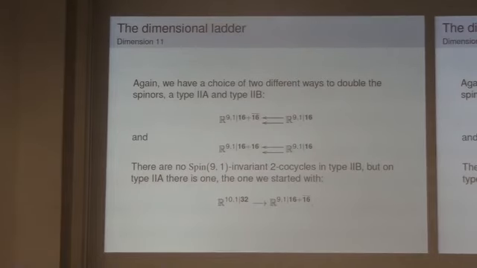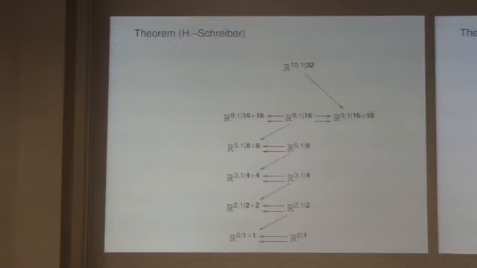And now, in 10 dimensions, we again have this choice because there are two different chiralities of spinors. So I can double the number of spinors into a type 2A superspacetime or a type 2B. There are no spin-invariant two-cocycles in type 2B, once again, but on type 2A there is one. And this is the one I started my story with. So I can go from 10 dimensions up to 11. In summary, we prove the following theorem: if we start at the superpoint and engage in this process of both doubling dimensions and extending by all suitably invariant, spin-invariant cocycles, where spin is defined using this automorphism group idea, then we get this full tower, starting from the superpoint and going up to dimension 11. And like I said verbally, you can pass between all intermediate dimensions as well.